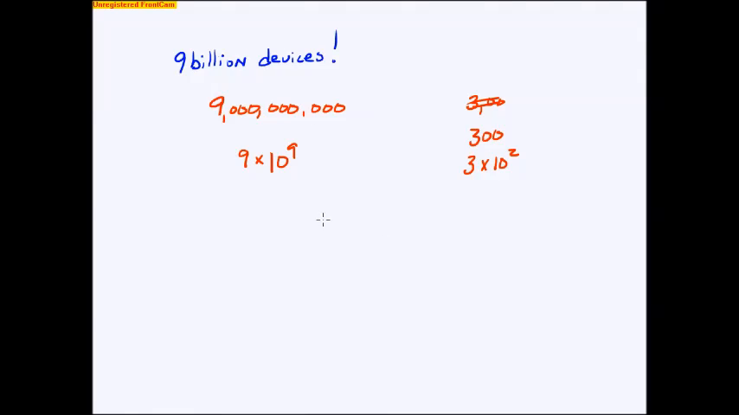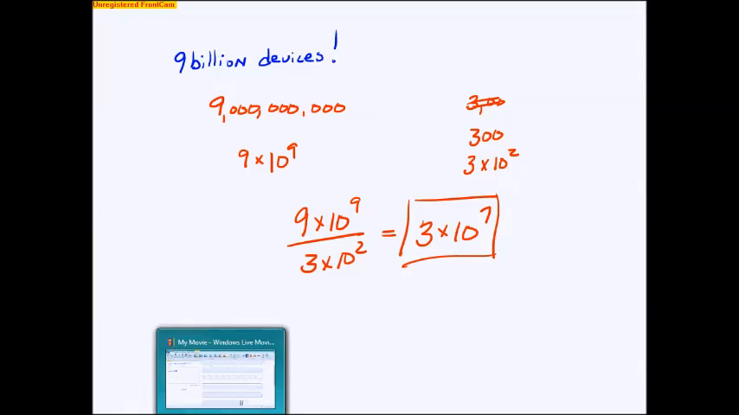So again, we want to know how many of these it would require to support these. So again, if I divide, I get this many devices and this many routers. All right, 9 divided by 3 gives me a 3. 10 to the ninth divided by 10 to the second gives me a 10 to the 7th. All right, so I need this many routers. Okay, and let's see what that number is.